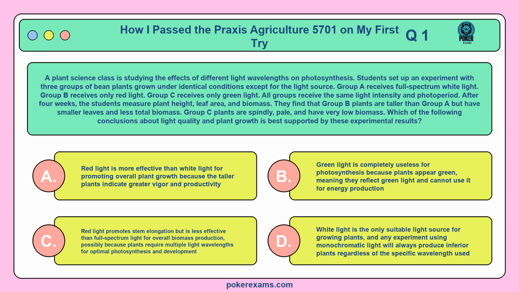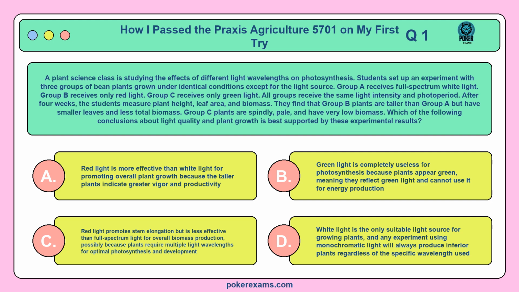Question 1. A plant science class is studying the effects of different light wavelengths on photosynthesis. Students set up an experiment with 3 groups of bean plants grown under identical conditions, except for the light source. Group A receives full spectrum white light. Group B receives only red light. Group C receives only green light. All groups receive the same light intensity and photoperiod.